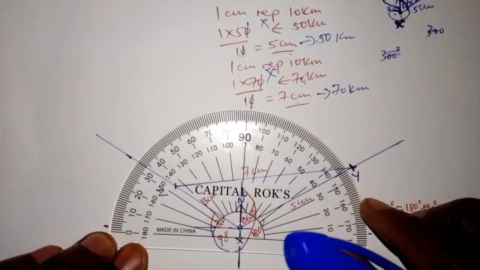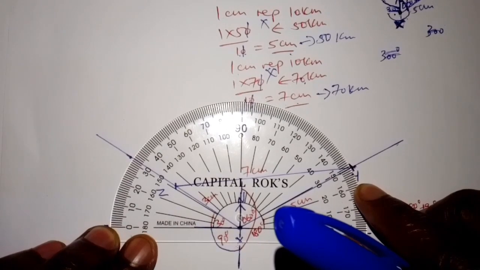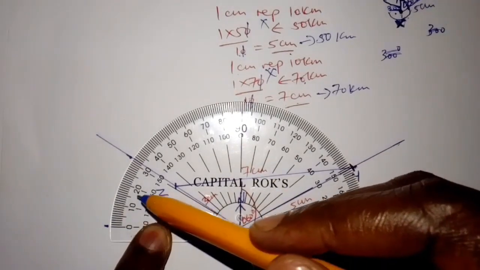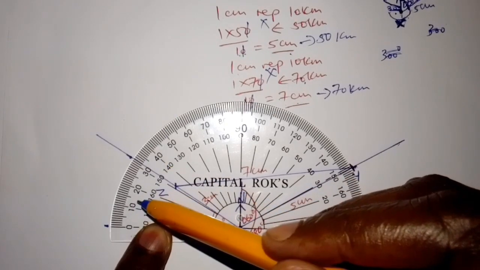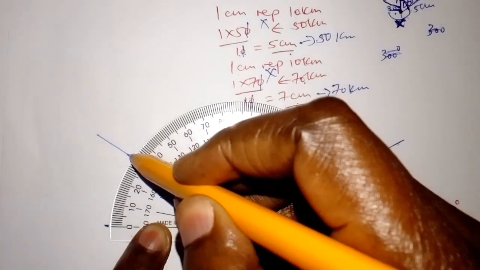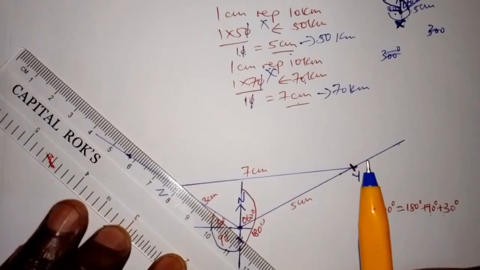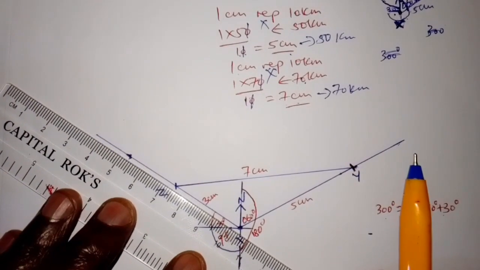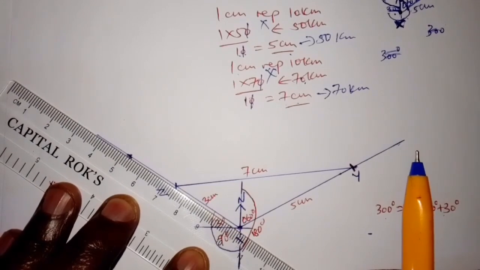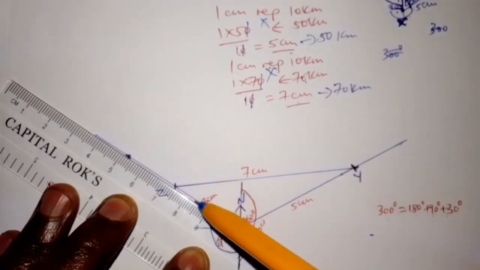So here, this is our point x. Then we want to find 30 degrees. 0, 10, 20, 30. Then we put a mark here. Then we draw a straight line from x. From x we just draw a straight line like this.